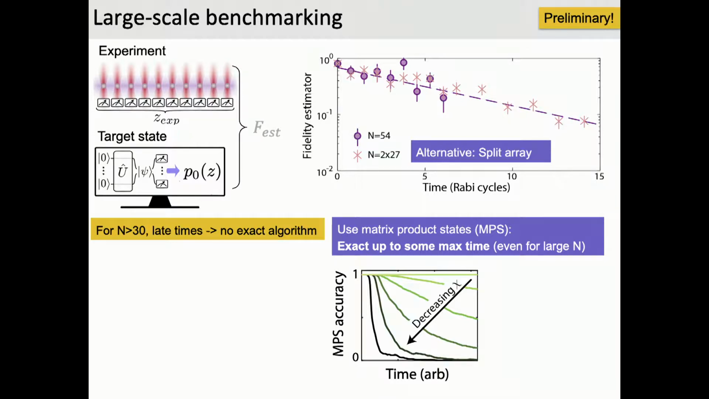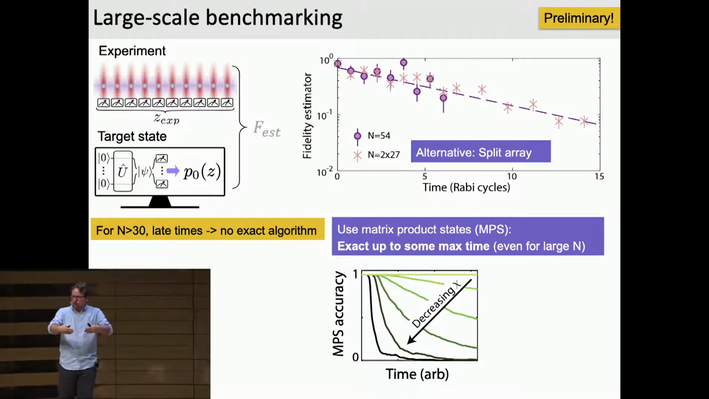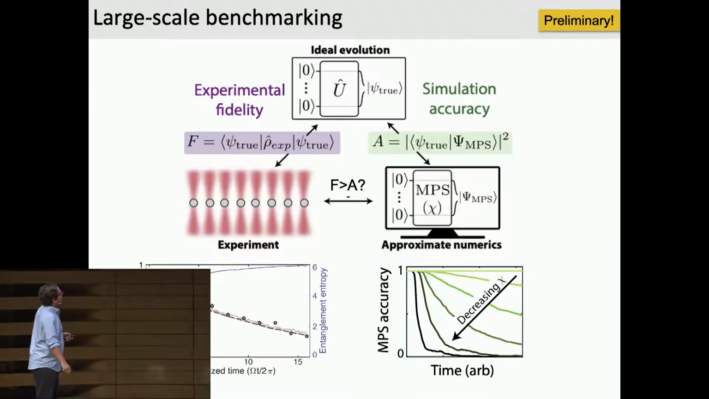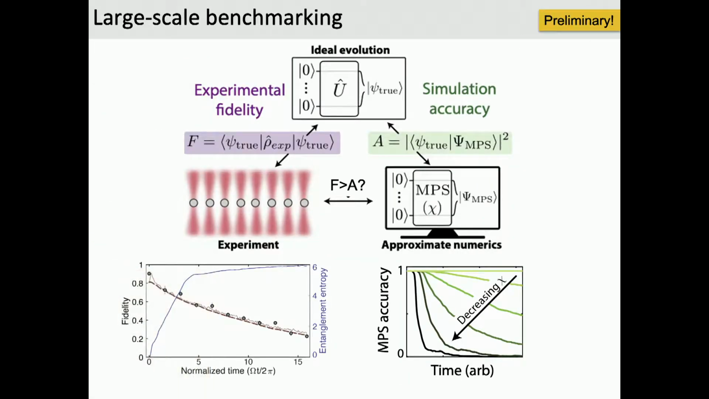You can also do so-called split array benchmarking. These are 2 systems of 27 atoms in that case, for example, to mimic a 54-atom system. It looks at the fidelity: if you take the product of these fidelities, it's consistent with the 54. That's another cross-check, which is quite nice. Okay? This brings you into a nice framework. And now we can extract fidelities of many-body systems in regimes where there's basically no accurate algorithm anymore.